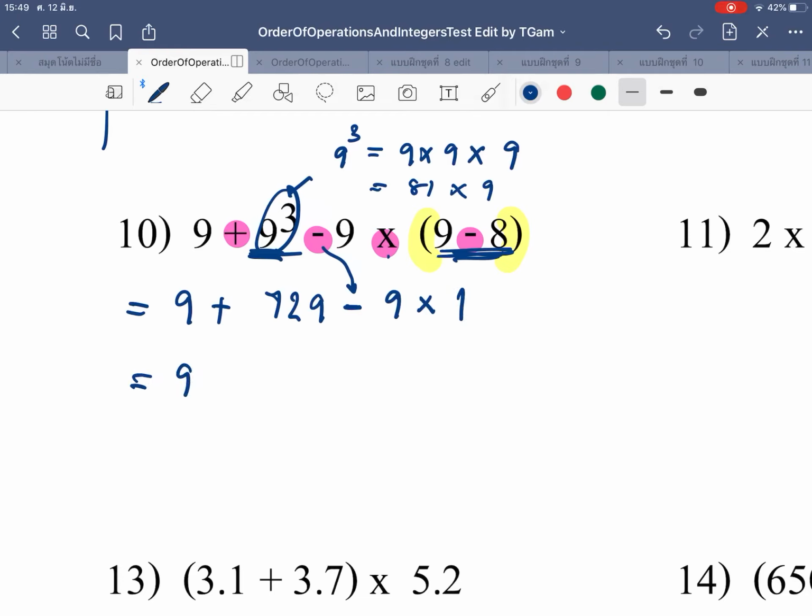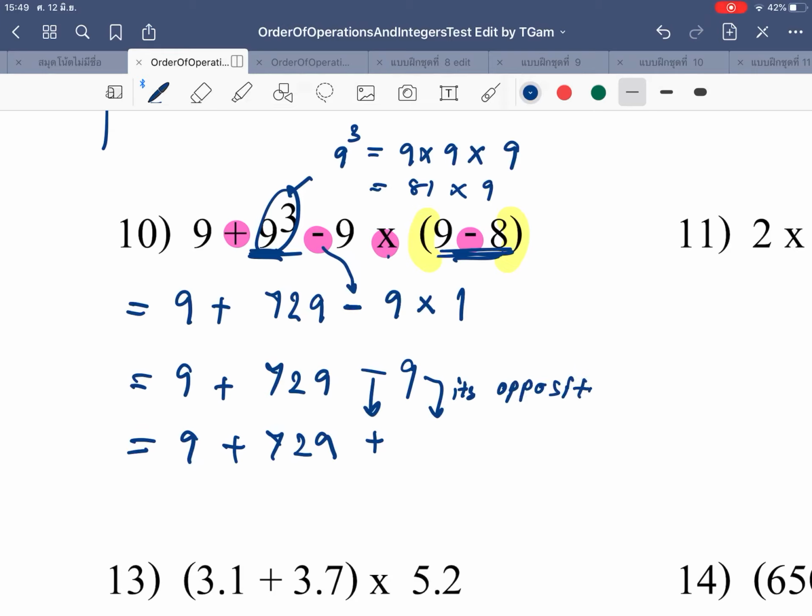So you have 729 minus 9 at the end, and you can see it is 729 minus 9. Change subtraction to addition. Change 9 to its opposite number. Its opposite number is minus 9. So 9 add minus 9 is gone. Then the final solution is 729.